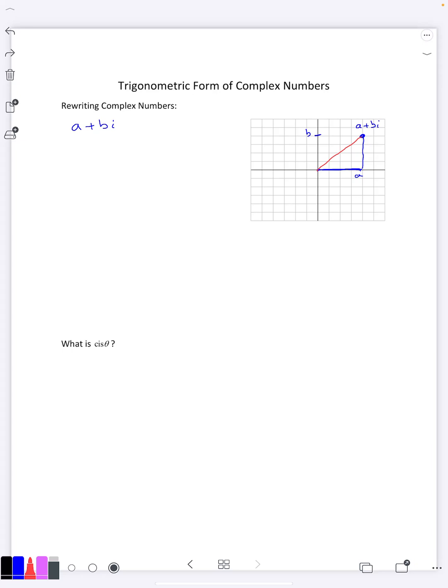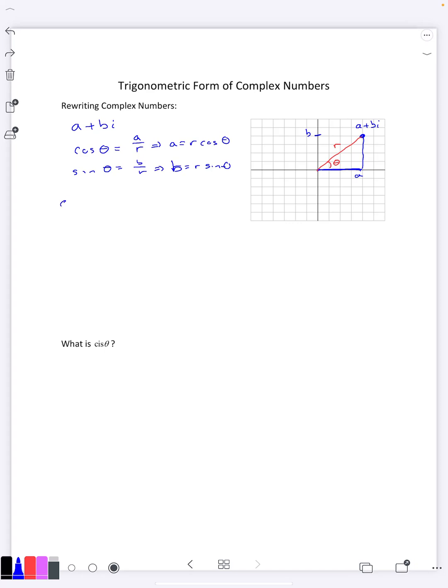Okay, and then for this triangle here, let's go ahead and call the angle of the triangle theta right here. And let's call the hypotenuse a length of r. And then you would know from our trigonometry, we learned SOHCAHTOA, that cosine of theta would equal the adjacent over the hypotenuse, a over r, or in other words, a is r cosine theta. If I do the same thing with sine theta, it'd be b over r, or b is r sine theta.